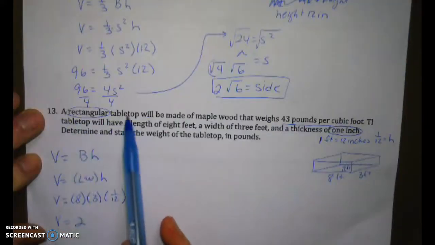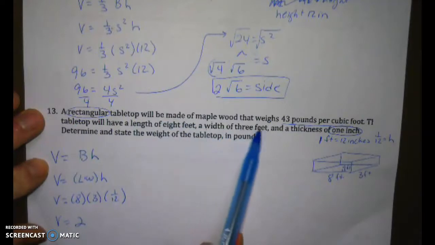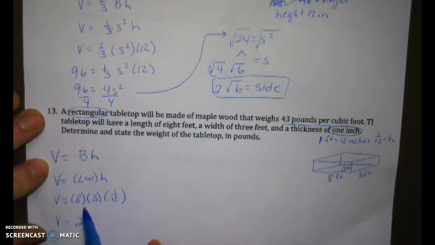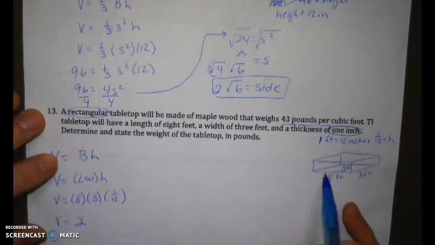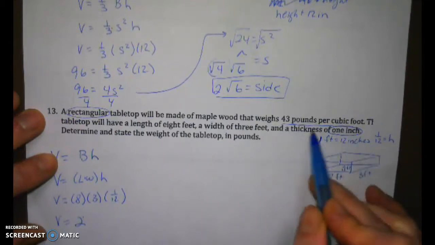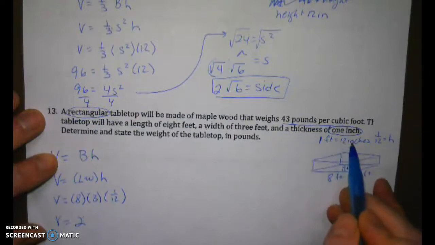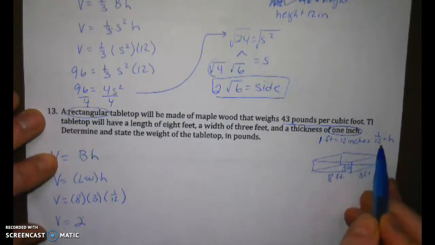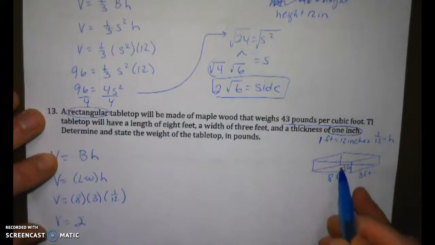All right, so we've got a rectangular tabletop made of maple wood that weighs 43 pounds per cubic foot. So for every 1 cubic foot, it's going to be 43 pounds. The length is 8 feet. The width is 3 feet. And the thickness, the height, is 1 inch. We had to change that into feet. So 1 foot is 12 inches. So this becomes 1/12 feet is going to be your height.